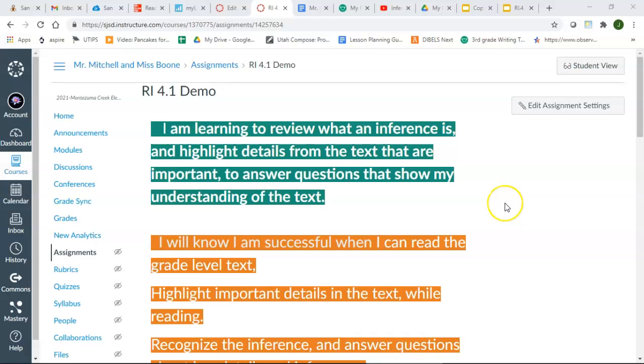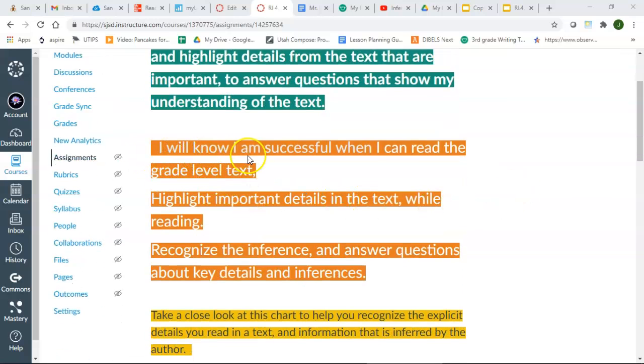I know I did. Okay, today we're going to be learning to review what an inference is and to highlight details from the text that are important to answer questions that show your understanding of the text. Okay? And you will know you're successful when you can read the grade level text, highlight important details in the text while reading, and recognize the inference and answer questions about key details and inferences.